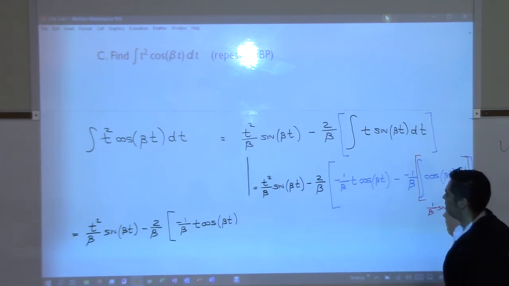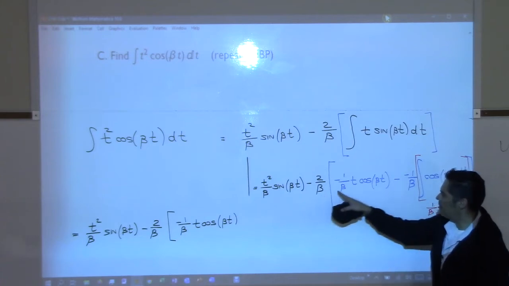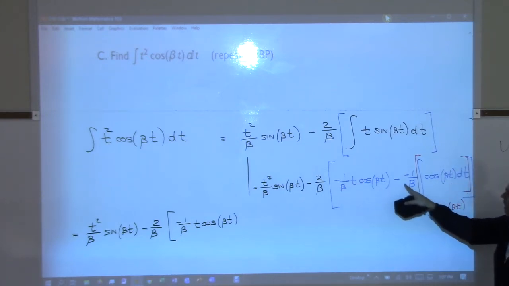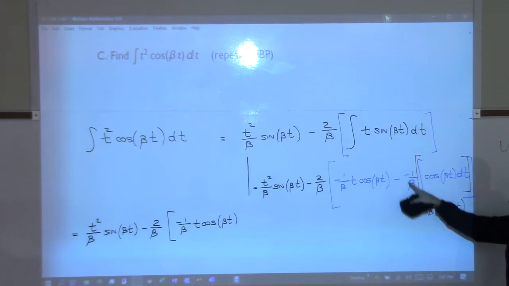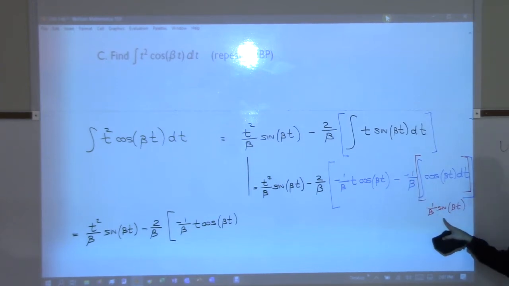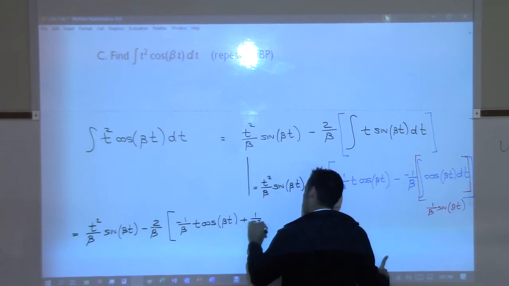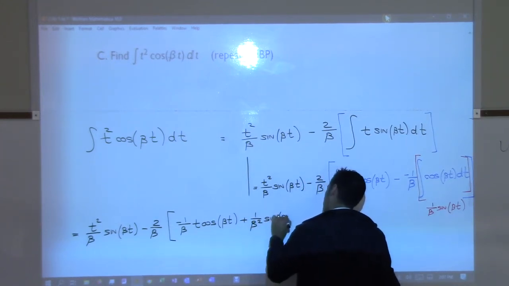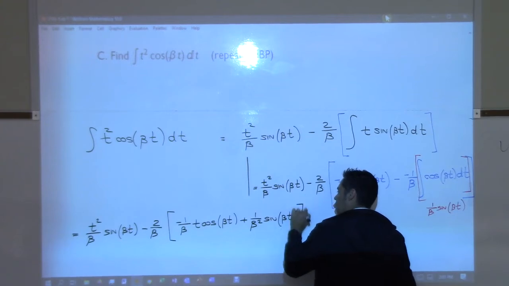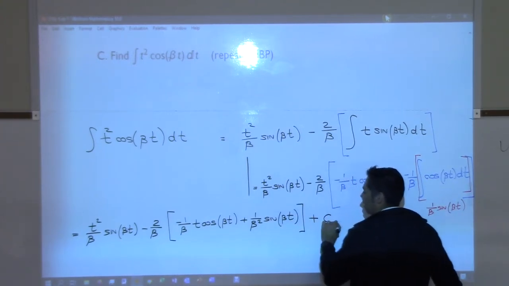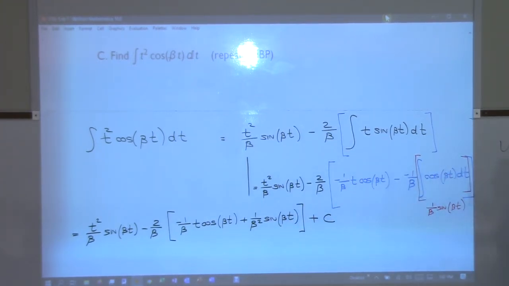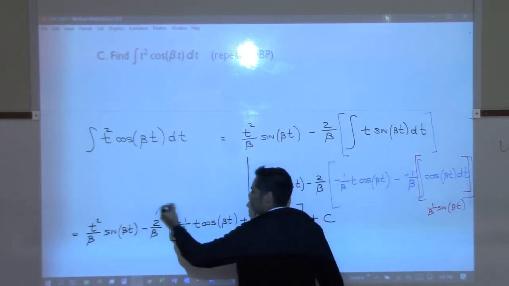Whatever you want. So we've got that, and we've got brackets, we got this, and then this became minus minus plus. So this is plus 1 over beta times this, right? Yes. So what's 1 over beta times 1 over beta sine beta t? 1 over beta squared. So plus 1 over beta squared sine beta t. And now we can close off the brackets, and then we can throw a constant on the end because we're done doing antiderivatives. Now it's just clean it up. Really, there's only one thing to do, and that's distribute this through.